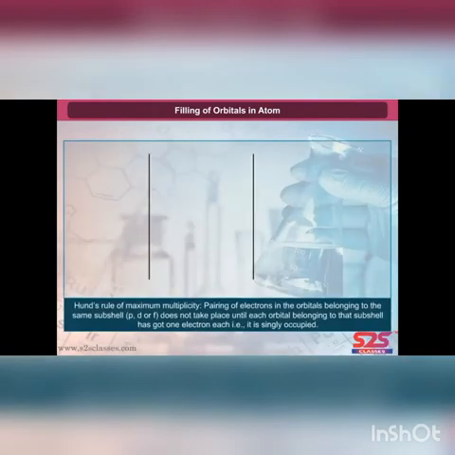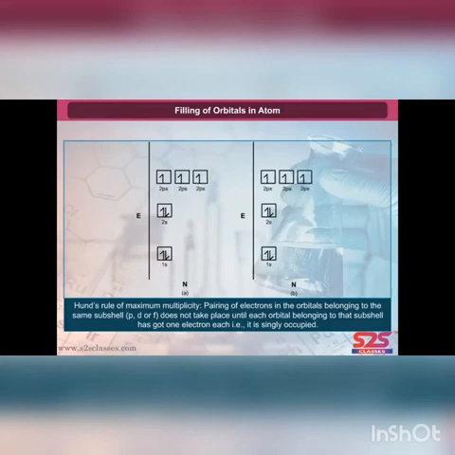Hund's rule of maximum multiplicity: pairing of electrons in the orbitals belonging to the same subshell (p, d or f) does not take place until each orbital belonging to that subshell has got 1 electron each, that is, it is singly occupied.